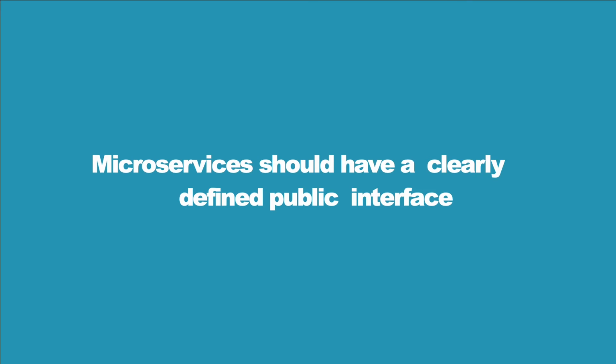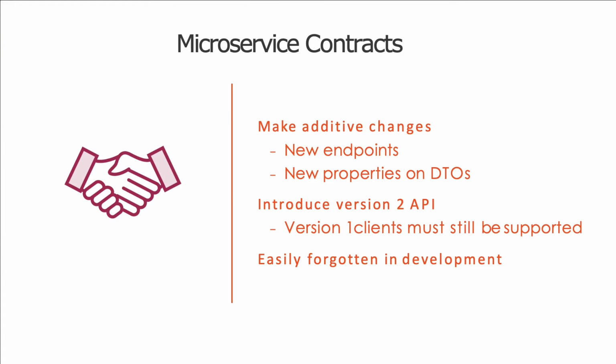So the microservice should have a clearly defined public interface. We already talked about that. When we want to change our contracts, we can maybe add a new endpoint, or change the contract, or add a new property in my contract. So we introduce version 2 of the API. When we deploy version 2 of our API, we should keep in mind that the version 1 clients must still be supported.